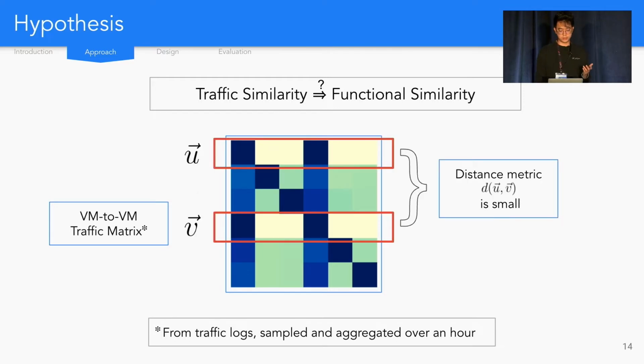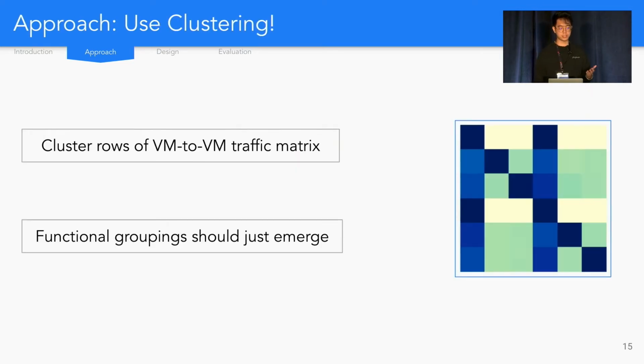If we treat each row of the traffic matrix as a feature vector of its corresponding VM, then the VMs with similar traffic patterns will have a small feature distance. Using the distance metric, we can use clustering to find a functional grouping. In the previous example, VM 1 and 4 should fall into one group, and the remaining VMs will be in another group.